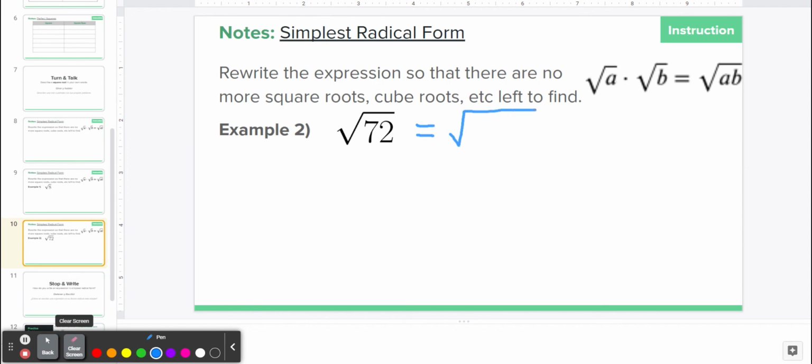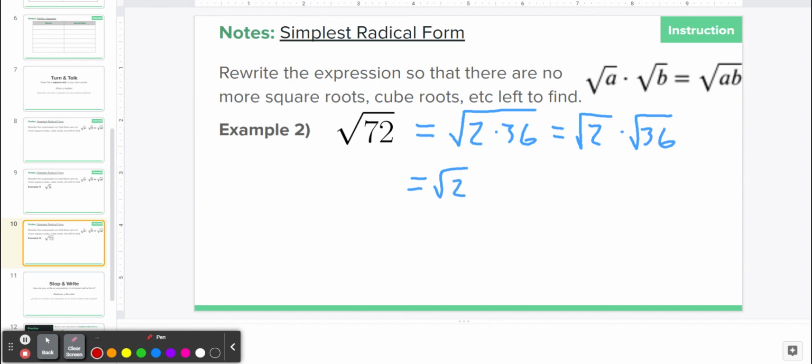Okay. I could break that down into 2 times 36. So again, I haven't changed anything underneath really. 2 times 36 is equal to 72. I'm just writing it in a different way. Then we can go ahead and split our square root signs. Square root of 2 times square root of 36. Okay, we know we can't take the square root of 2, so let's just rewrite that. We ran into that in the last example.